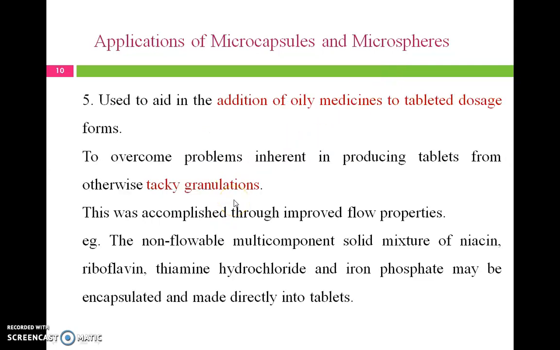Microencapsulation can also be used for the addition of oily medicine into tableted dosage form to overcome problems inherent with producing tablets from otherwise tacky granules. For example, a non-flowable multi-component solid mixture of niacin, riboflavin, thiamine hydrochloride, and iron phosphate. So when these oily medicines we convert into solid, it converts into a free flowing powder and it can be tableted easily.